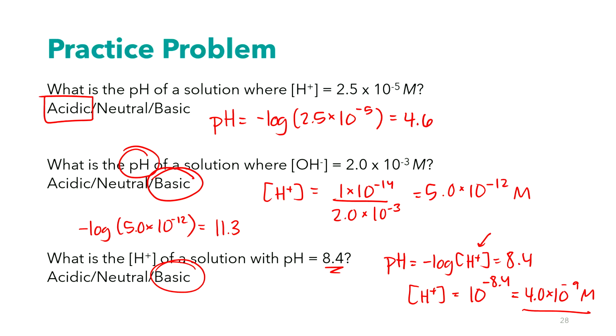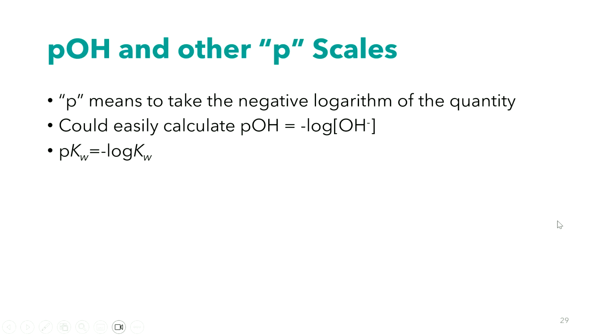For the second question, could you also just put the 2 times 10 to the negative 3 into a negative log and subtract usually 14 minus? Yes. Great segue. Okay. All right. The other P scales. You read my mind. All right, so we can also use pOH. All right, so pOH means the negative log of the OH minus concentration. All right, so we can easily calculate that.